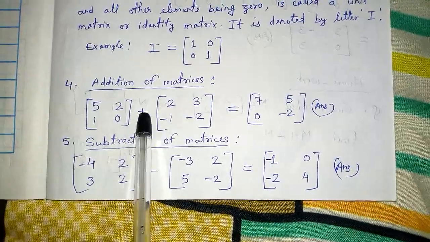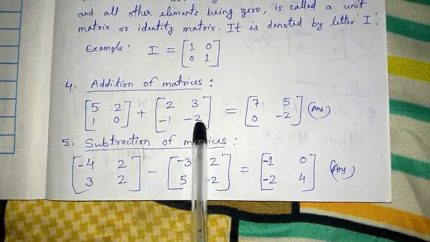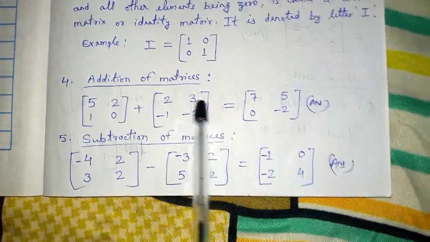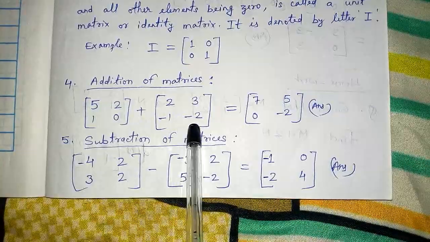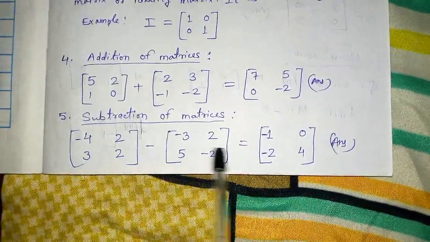Now 0 plus minus 2. Again this plus and this minus will multiply; plus into minus is minus. So we have finally minus 2. So 0 minus 2 is minus 2. This is our answer. Now, subtraction of matrices.